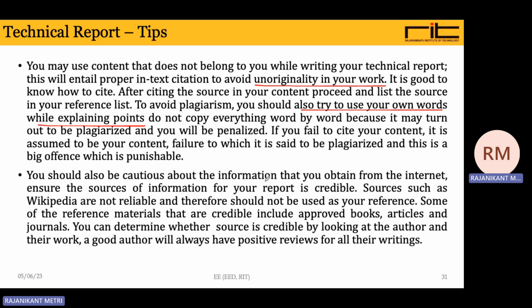You should also be cautious about the information that you obtain from the internet. Ensure the sources of information for your report are credible. Generally, sources such as Wikipedia are not reliable because they can be edited by anyone. That's why we see very few, one or two maximum, web links in the reference section. You can use government websites if you have referred to some data. You can put those in the reference section with the date on which you accessed that website and with the full website link.